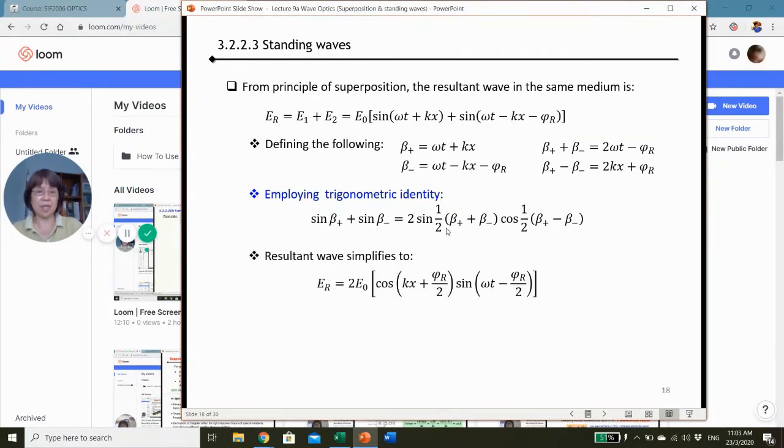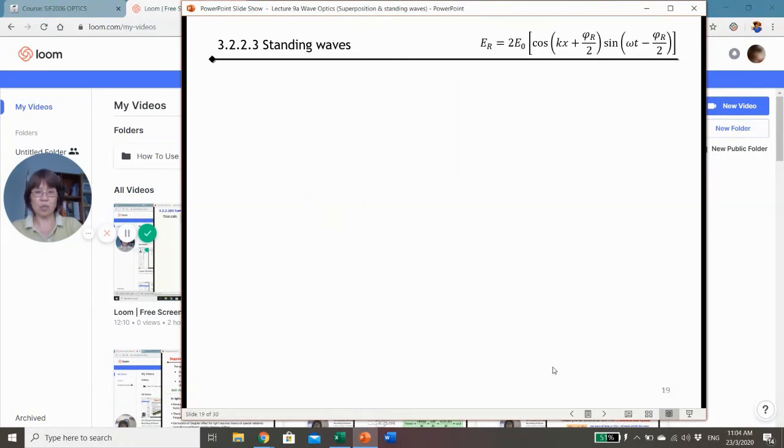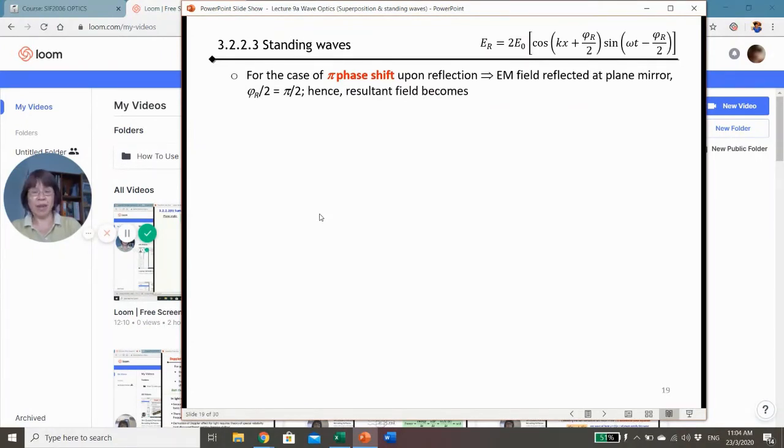Then substituting this with this and rearranging them, we will come up with 2 E0. Here we have cosine half of this, so that would be kx plus phi r over 2, and sine half of this, that is omega t minus phi r over 2. Upon external reflection at the mirror, there would be a pi phase shift. So how do we include that into this expression? Therefore, phi r would be equal to pi.